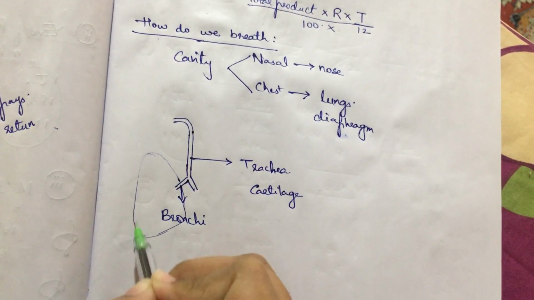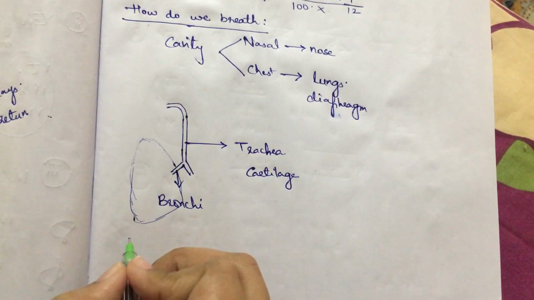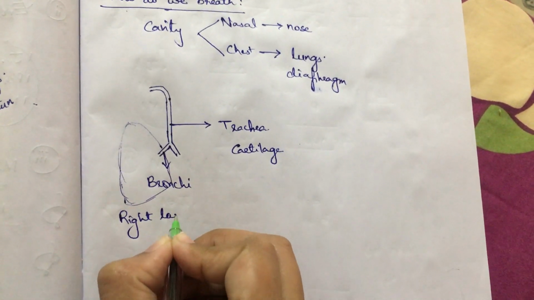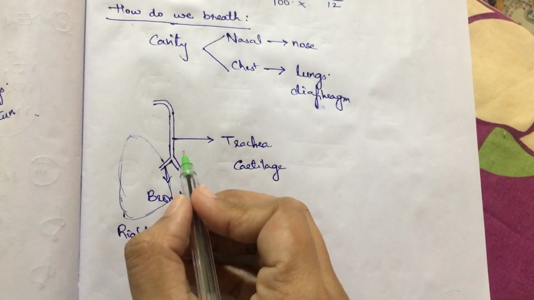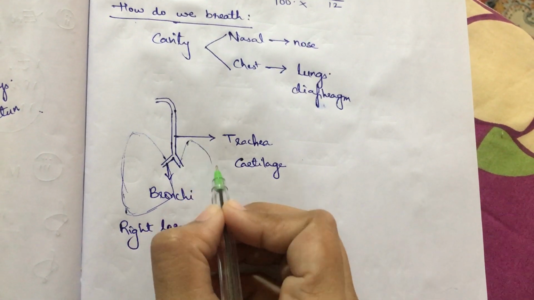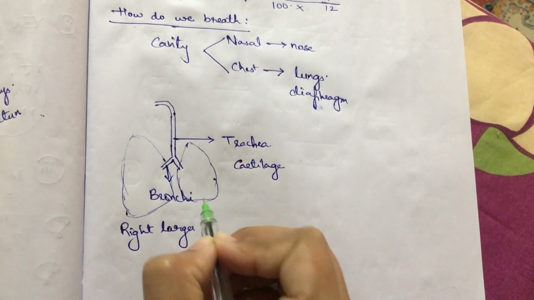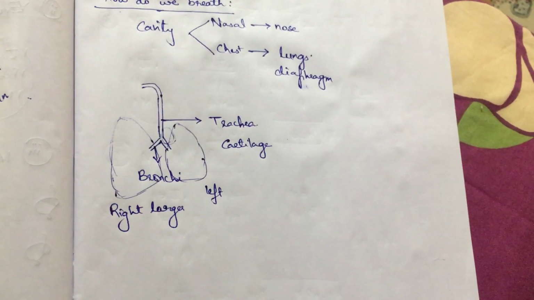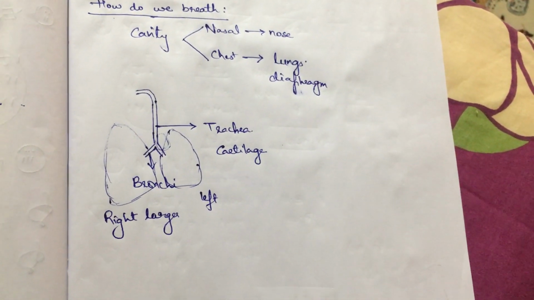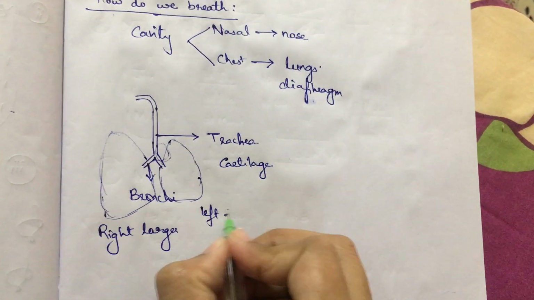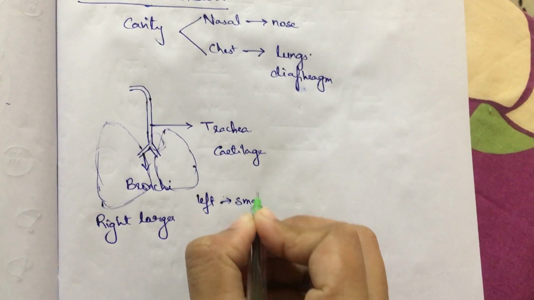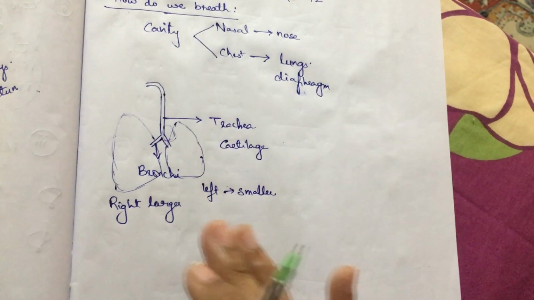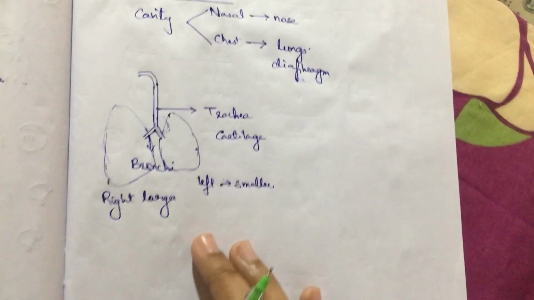This is the shape of your lungs. Now the right lung, I told you, is going to be slightly larger in shape when you compare it to your left lung. Why is your left lung smaller in size? Because the left lung is accommodating your heart, and to give the heart the space to be accommodated, the left lung is a bit smaller in size when compared to your right lung. This is how your lungs look.